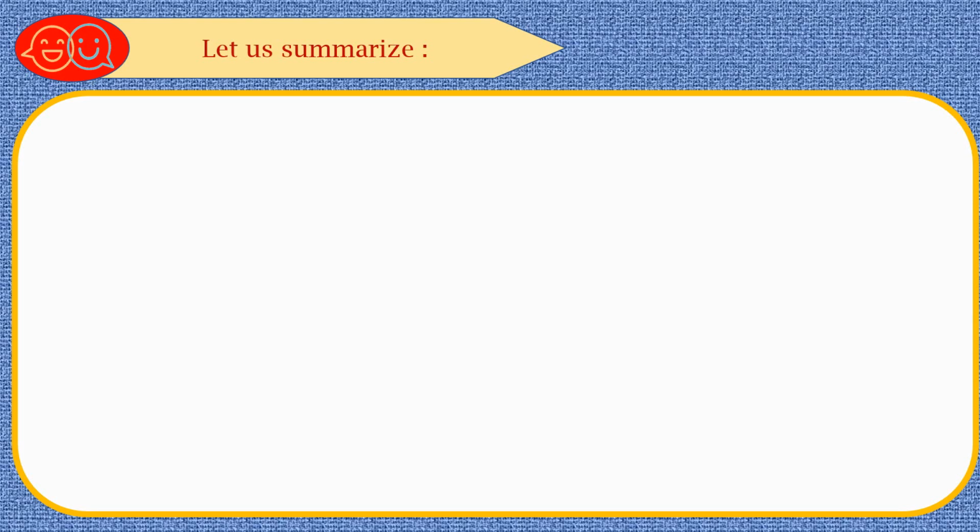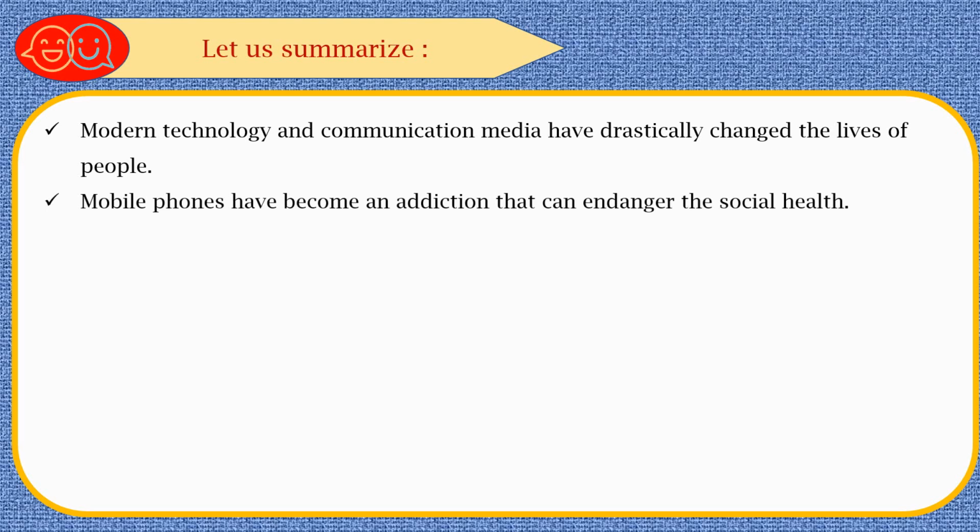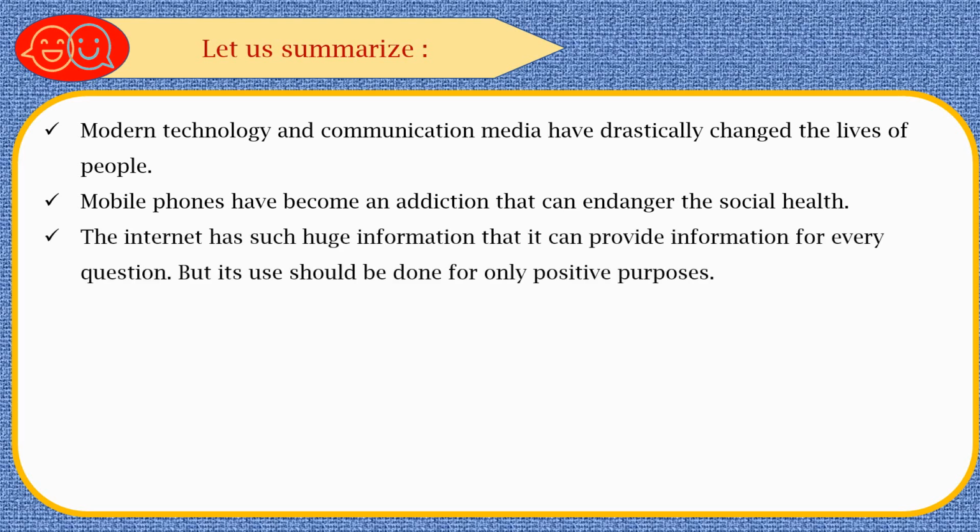So students, this was the end of the chapter. Now let us summarize what we have learned. We learned that modern technology and communication media have drastically changed the lives of people. Mobile phones have become an addiction that can endanger social health. The internet has such huge information that it can provide information for every question, but its use should be only for positive purposes.